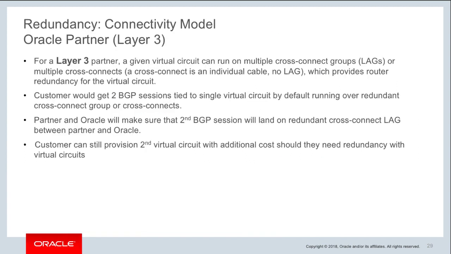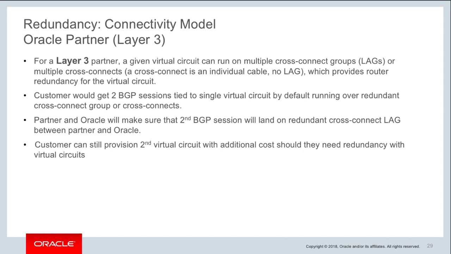So let's now talk about a layer 3 partner. For a layer 3 partner, when you create a given virtual circuit, it can run on multiple cross-connect groups. So this gives you router level redundancy by default. Whenever a customer creates a single virtual circuit, there are two BGP sessions in the background that are tied to a single virtual circuit. And those BGP sessions are by default on redundant cross-connect groups. This is kind of an agreement between the partner and Oracle.